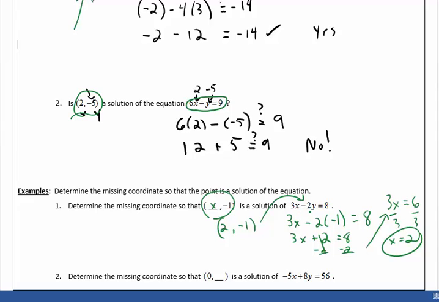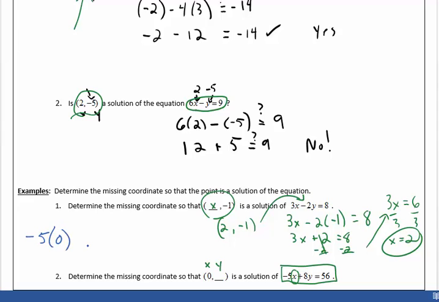Okay, how about this next one down here at the bottom? Here's the equation: -5x plus 8y equals 56. And this time they're giving me x, and it's 0. So that's going to make this a little bit easier, I think. I'm going to plug in 0 right there for x. Let's do that. I'll do this in blue so you can see the difference. Do it over here. -5.